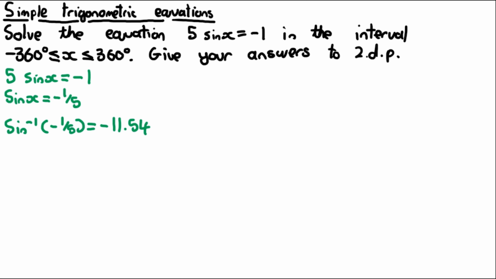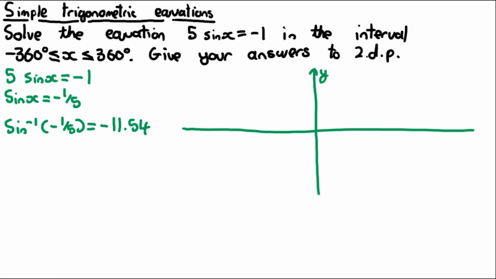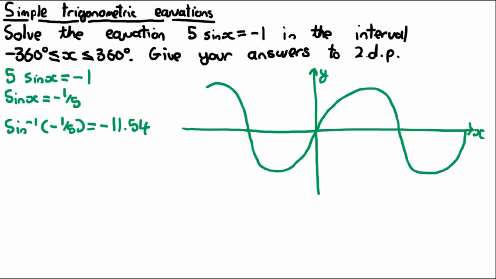11.54. And then we're going to draw the graph. This is y, and this is x. Comes up like this, and then down like this, and then up. And we'll say that minus 1 over 5 is about here. And as you can see, there are 4 points. One here, one here, one here, and one here. So how do we get all of these points?